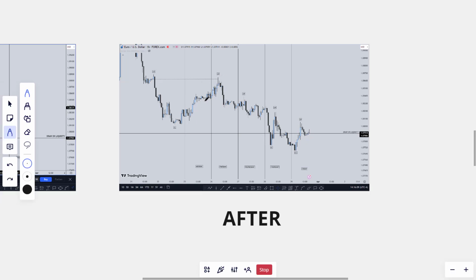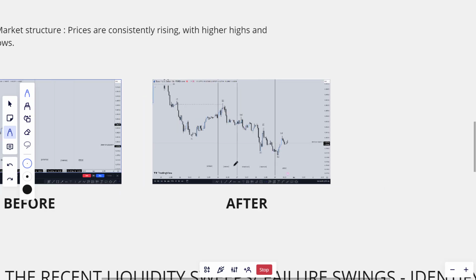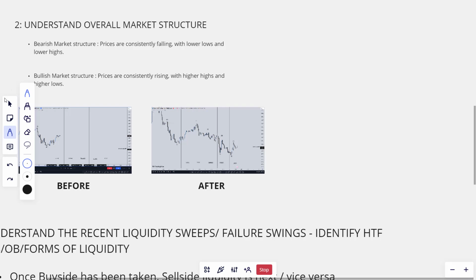So if price had come and given us a higher high right here, that would have changed the whole trend right here. But this was our draw on liquidity. Price is pulling toward down here like a magnet, so we were just expecting a bearish trend market structure. So that's the second step.